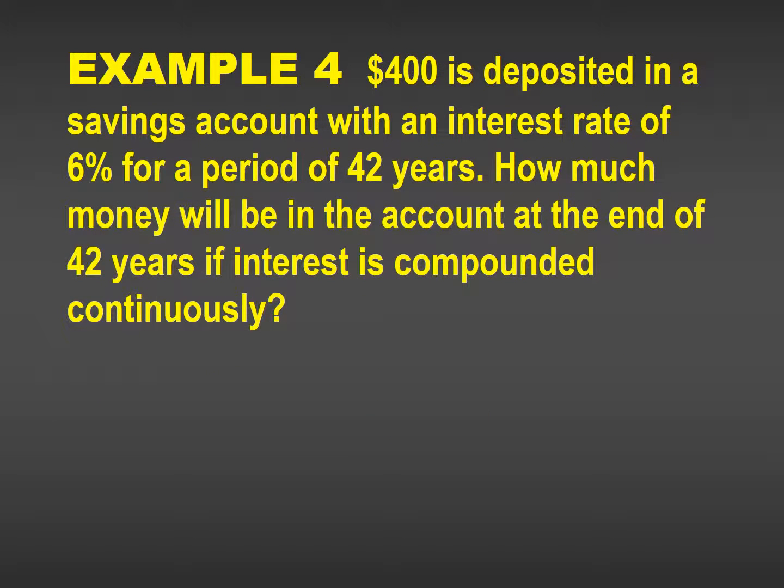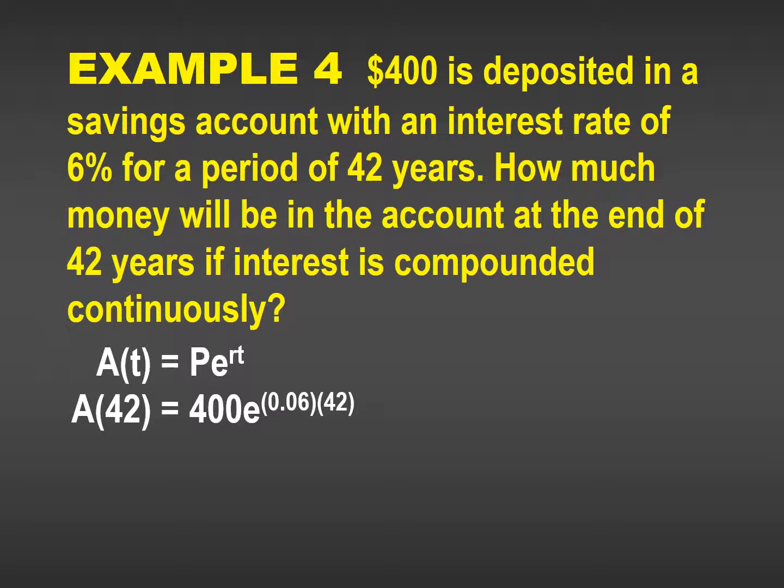Let's say we have $400 deposited in a savings account with an interest rate of 6% for 42 years. How much money will we get at the end of 42 years if it's compounded continuously? We're going to use our formula. 400 is our principal amount. Our rate was 6%, which is where the 0.06 came from. And it was 42 years, which is where the 42 came from. If I plug that into my calculator, I'm going to get $4,971.44.